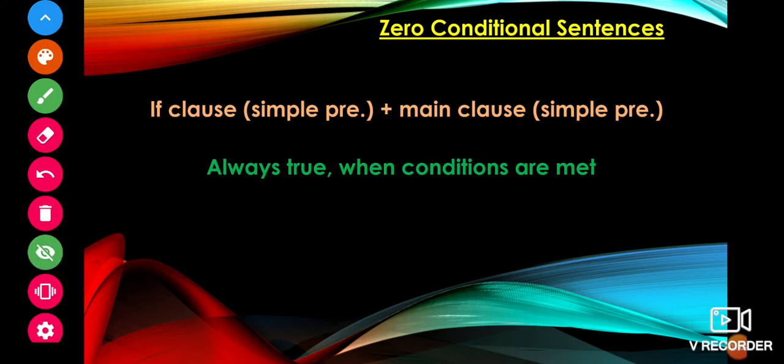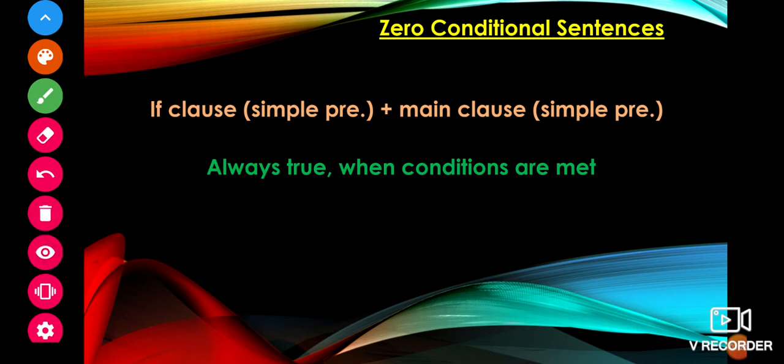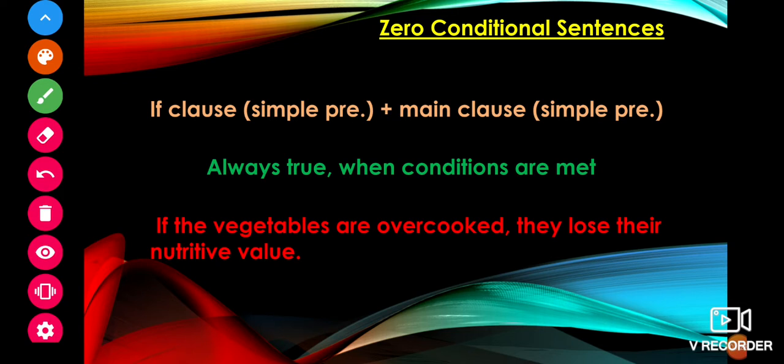Zero conditional sentences are always true when conditions are met. That means whenever the condition which is given in zero conditional sentences is satisfied, in that case that sentence is always true. For example, if the vegetables are overcooked, they lose their nutritive value. So this is always true that whenever we overcook vegetables, they always lose their nutritive value.